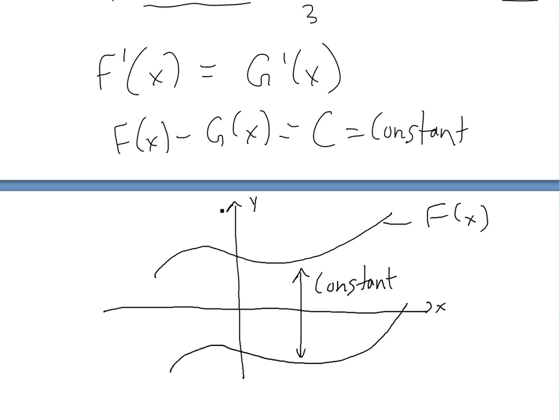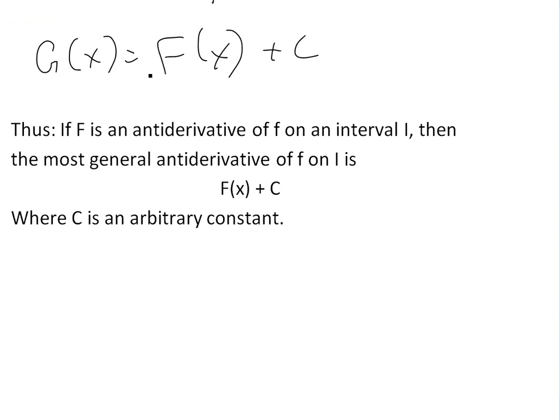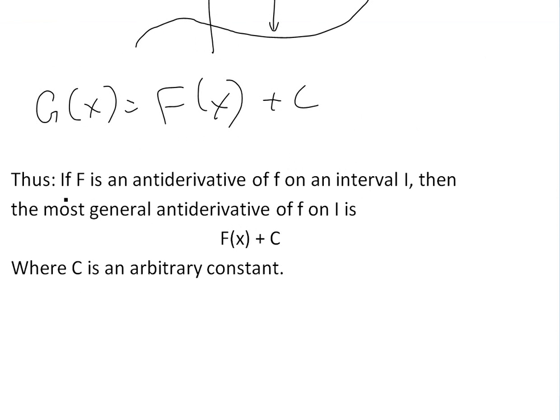But basically, if we rearrange this, we get g of x equal to F of x plus c. And if we put this together, we have another theorem. If F is the antiderivative of the lowercase f on interval I, whatever interval you're looking at in terms of x, then the most general antiderivative of f on I is F of x, the antiderivative, plus an arbitrary constant.